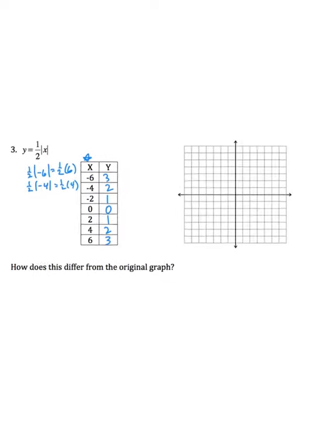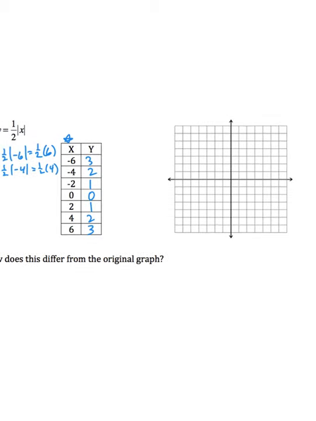So let's graph this one. What's this going to look like? Negative 6, 3 is right there. Negative 4, 2 is right there. Negative 2, 1 is right there. 0, 0, 2, 1, 4, 2, 6, 3. It's going to look something like that. And just for reference's sake, the original graph, the parent function, just absolute value of x, looks something like this.